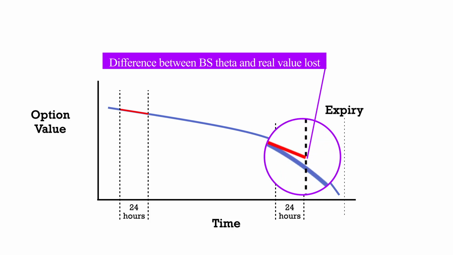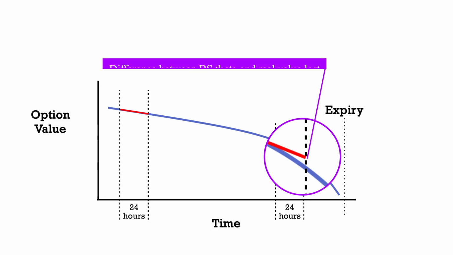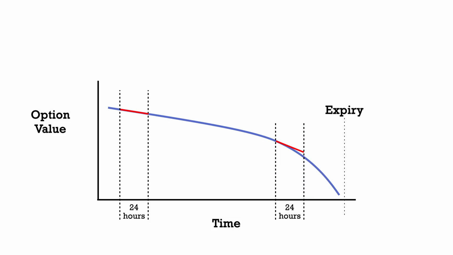The closer we get to expiry, the more likely the Black-Scholes theta figure, which you'll see in option pricing calculators and places like the Deribit UI, is to fail to accurately describe how much value will actually be lost to time decay in the next day.